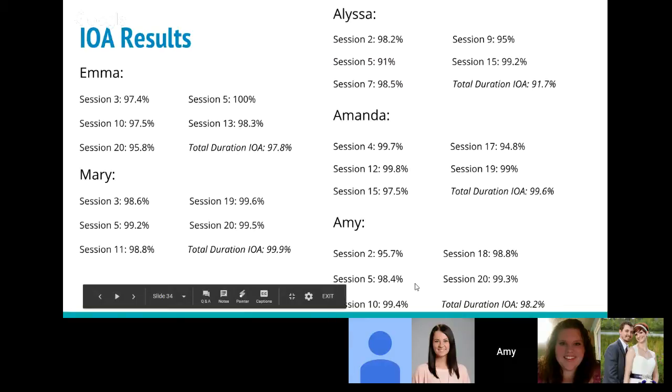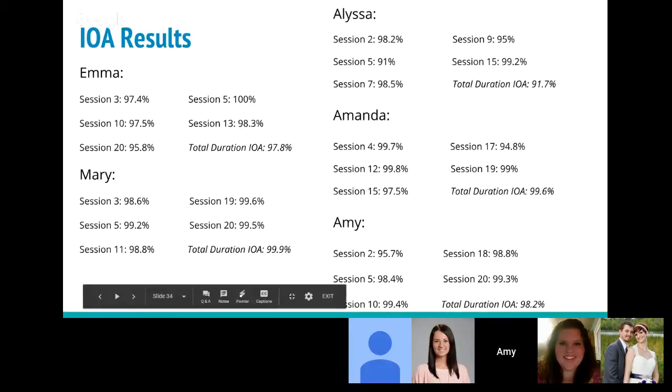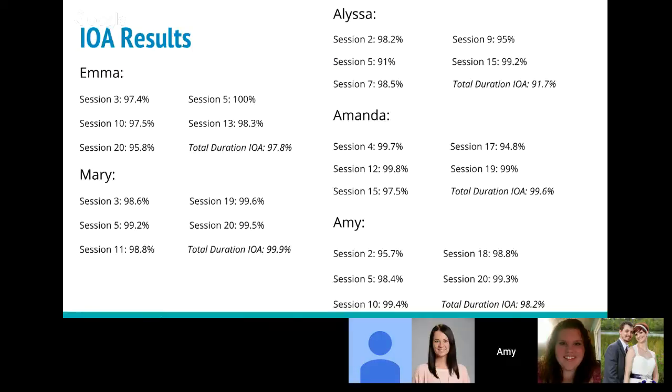For my IOA, my lowest was 95.7 and my highest was 99.4, with a total duration IOA of 98.2. So it's pretty good. My total duration IOA was 99.9, which is pretty good.